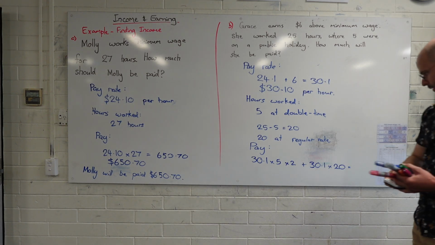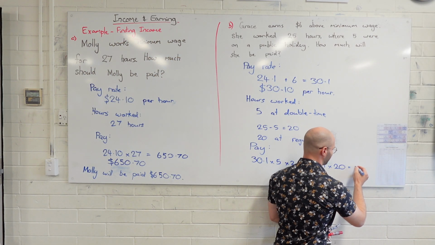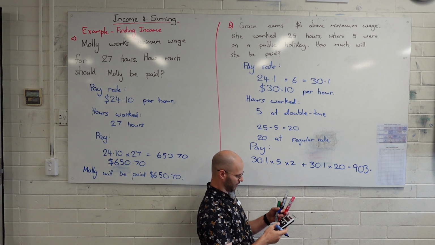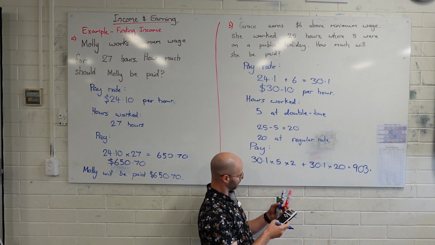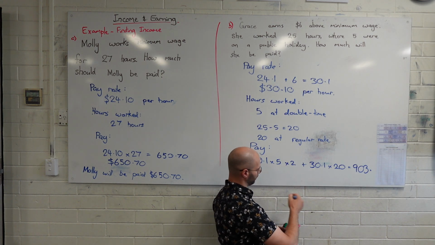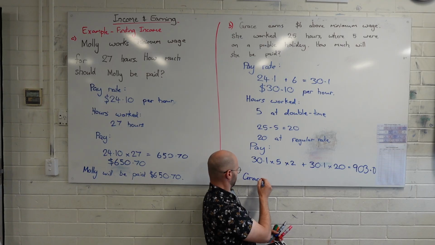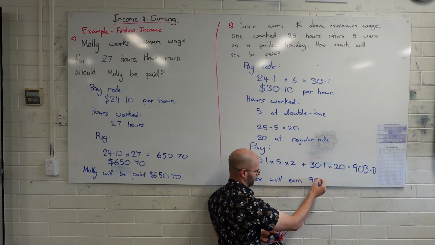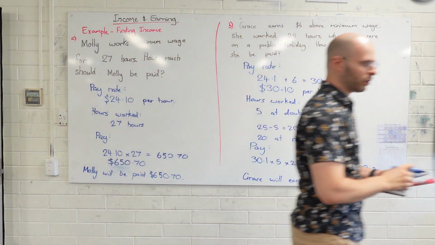Talia? Do you know it's 903? How much? 903. Whoa, that's almost the price of a PlayStation 5. I actually have one of those. 903 point 0. Big brain. So, Grace will earn $903.